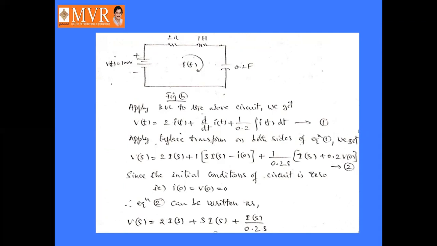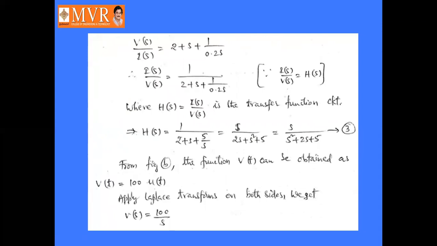Then equation number 2 becomes V of s equal to 2 into I of s plus s into I of s plus 1 by 0.2 s into I of s. So from that expression, V of s by I of s is equal to 2 plus s plus 1 by 0.2 s, or I of s by V of s is equal to 1 by 2 plus s plus 1 by 0.2 s. From this diagram, the input side is the voltage V of s, and the output side is the current I flowing through the capacitor of 0.2 farad.